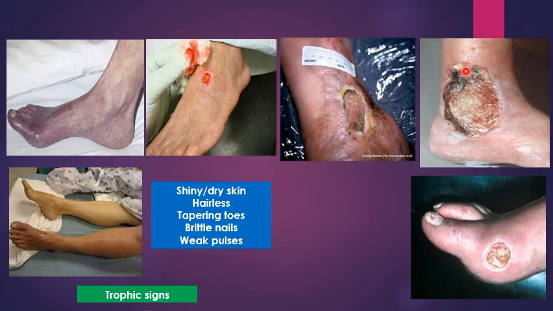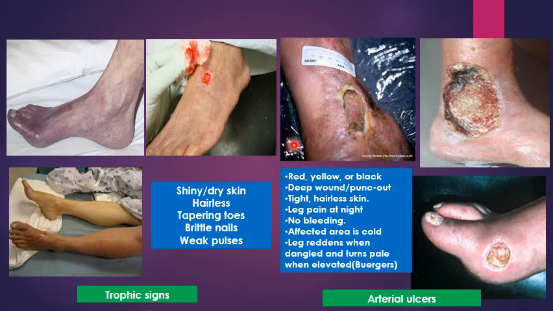This is ulceration. Okay, so you can see here distal ulceration, these two ischemic changes. These are known as arterial ulcers, and they are red in color due to inflammation, or maybe black due to gangrene. Deep wounds, okay, they are punch-out ulcers. Can you see? They are punch-out, deep ulcers. Tight, hairless skin, as shown here.